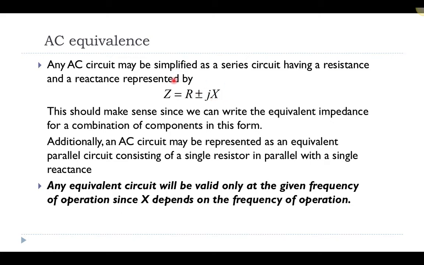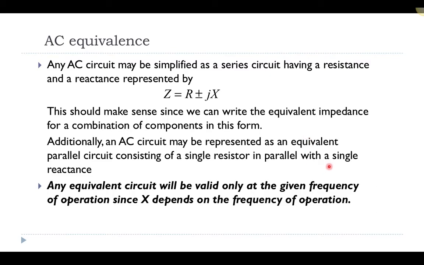So by being able to write down the total impedance of a number of components connected in series and parallel, it means that we can write them as an equivalent circuit that has a resistance piece in series with the reactance piece. And that's what this means here, right? So impedance is just the addition of those pieces together.